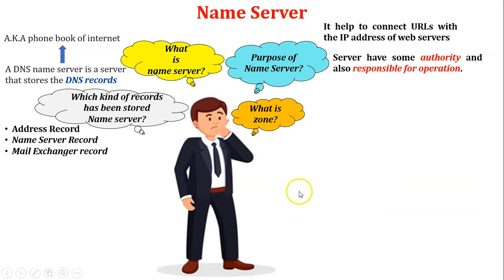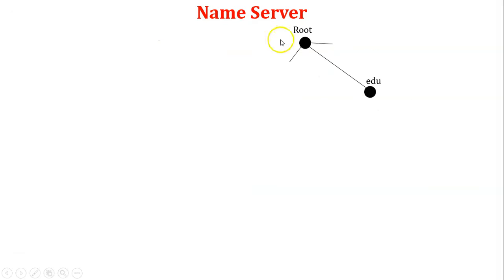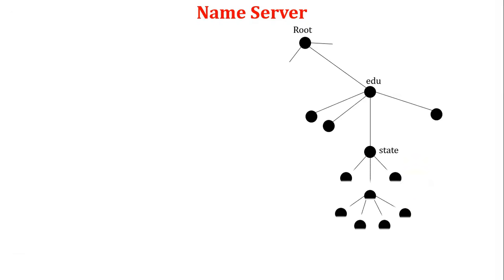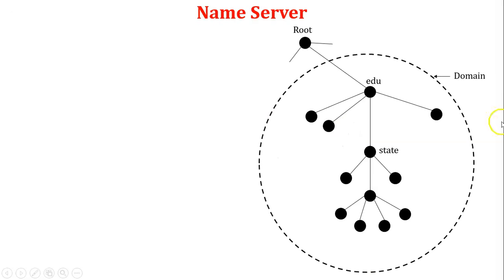Next, what is a zone? Whenever a server creates a database, it is known as a zone. Sometimes the root server gives the authority to the zone. Let's take one example to understand the zone. We all know that the root server is connected with the top level domain. So here the root node is connected with the top level domain edu. The top level domain is connected with some second level domains, and the second level domains are connected with the third level domains. So in this tree structure, all the second and third level domains are connected with the top level domain edu. That is called one domain.